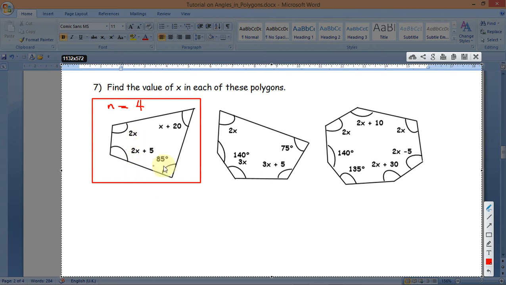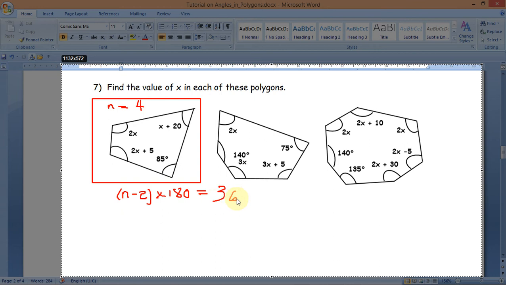The first thing is to find the sum of angles there. That would be n minus 2 times 180. When n is 4, that will be 4 minus 2 times 180. That is 2 times 180, and that gives 360. The next step is to sum all the angles now. So 2x plus x plus 20, then plus the next angle, which is 2x plus 5, then finally plus the last angle, which is 85. Then you equate it to your sum, which is 360.